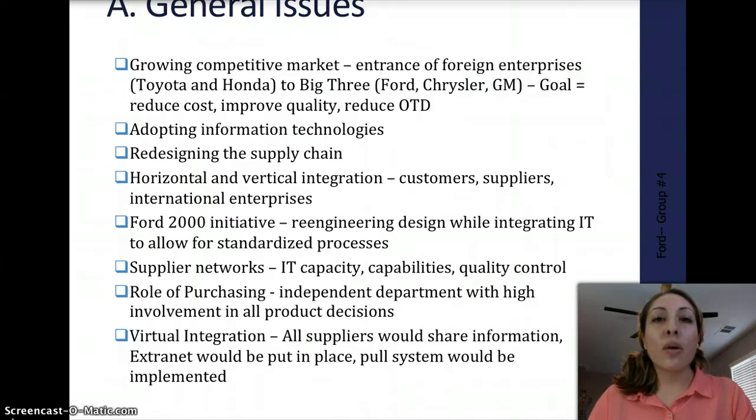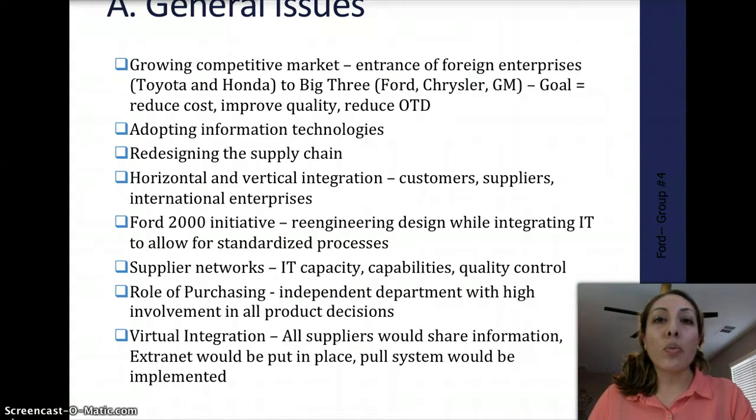In order to do that, they thought about redesigning the supply chain. So the issue was, do they focus on vertical integration, and do they also focus on horizontal integration, involving integrating with their customers, their suppliers, and also abroad internationally with their enterprises. So really what they looked at was their supplier network. The issue with the supplier networks was that it was a broad base of suppliers, and within the three-tier structure, IT capacity, capabilities, and quality control varied from tier 1 to tier 3.